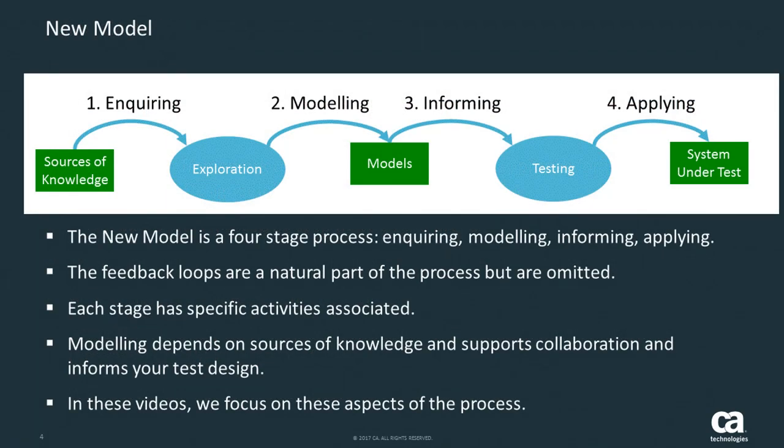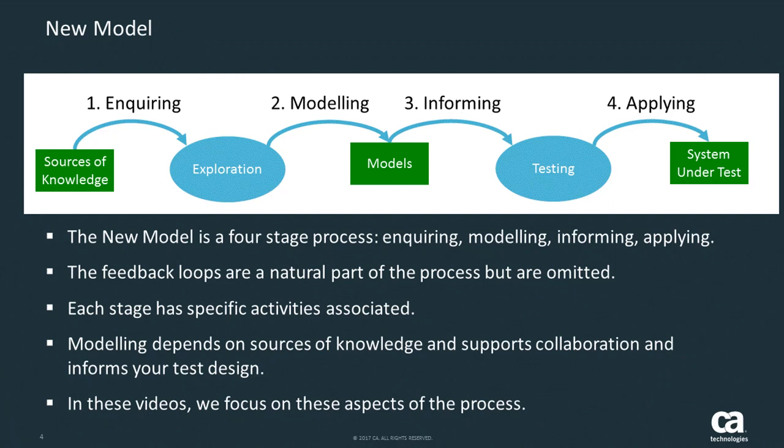Now, the new model has these four broad stages of inquiring, modelling, informing and applying, with feedback loops from each one. I've omitted the feedback loops. They're part and parcel of the whole process, but just to simplify the thinking of how we put this process together, I've omitted them from the picture. Now, each stage has some specific activities, and I want to explore these in a practical way as to what actually is going on in your project and also in your head, if you like. Modelling depends entirely on sources of knowledge, which you explore and assimilate to construct mental models, your understanding, if you like. And this understanding, these models, inform your test design.